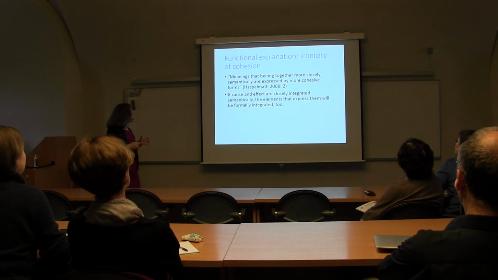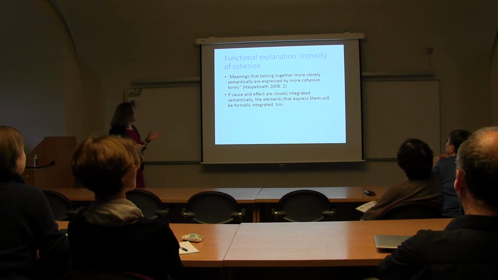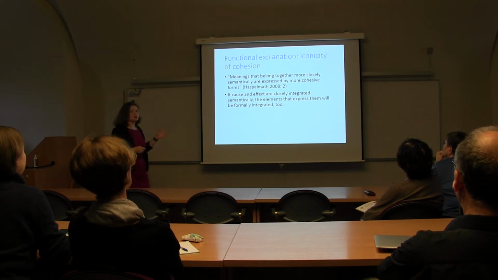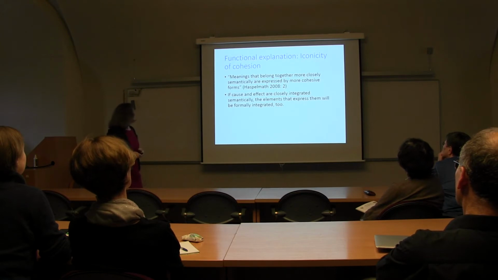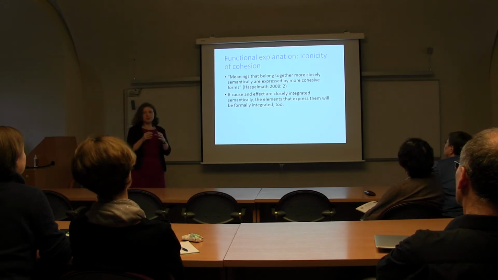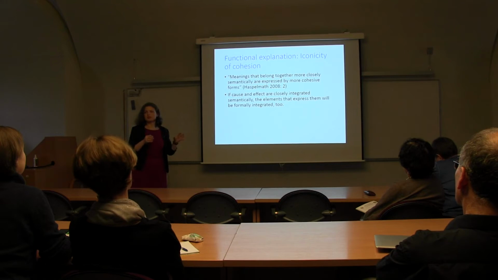Right. So in functional linguistics, there's been a traditional explanation of these differences, a form and function parallelism, which I would call iconicity of cohesion, following Haspelmath's formulation. This principle goes as follows: meanings that belong together more closely semantically are expressed by more cohesive forms. So if cause and effect are closely integrated semantically, then the elements that express them will also be formally integrated. This is the traditional iconicity explanation.